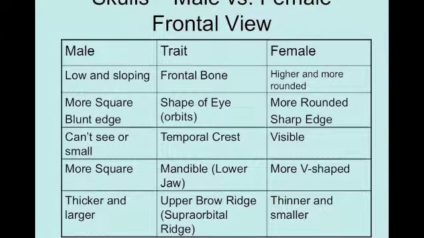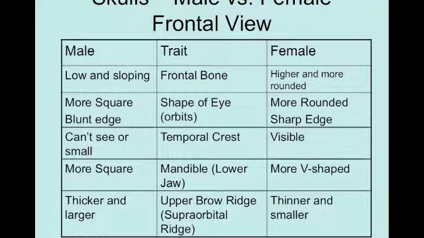We can also learn male versus female if we only have a skull, and that's because they are shaped very differently. For example, the frontal bone, which is your forehead, tends to go up higher and be more rounded on females, and it tends to be low and slope backwards on men. The shape of the eye socket, so where your eyeball sits, rounder on females, more square on the males. The temporal crest, which is kind of the edge of your forehead heading towards your ears, can be more visible or smaller depending on male, female.